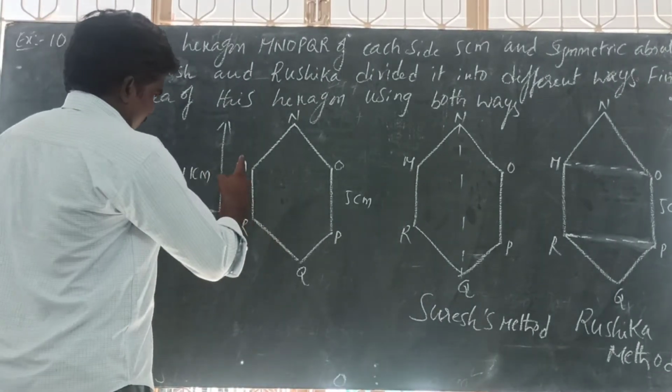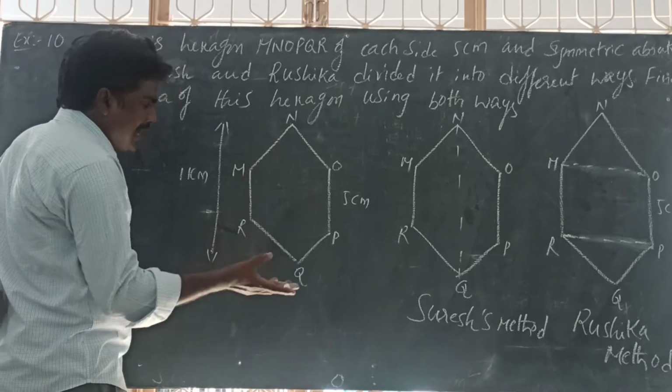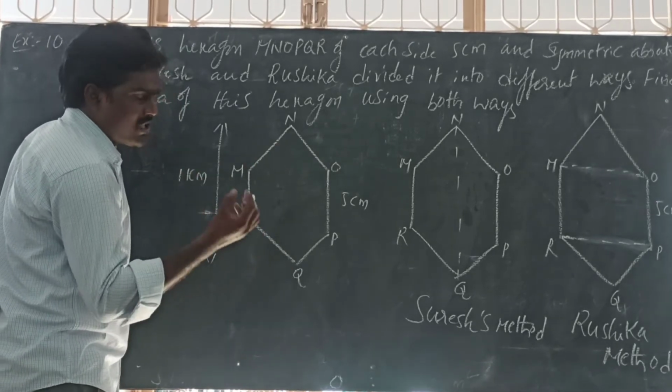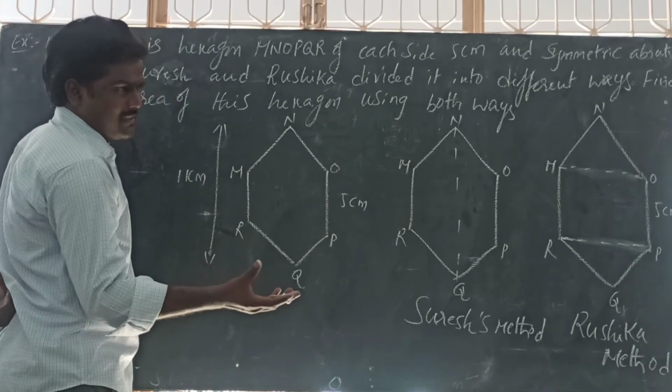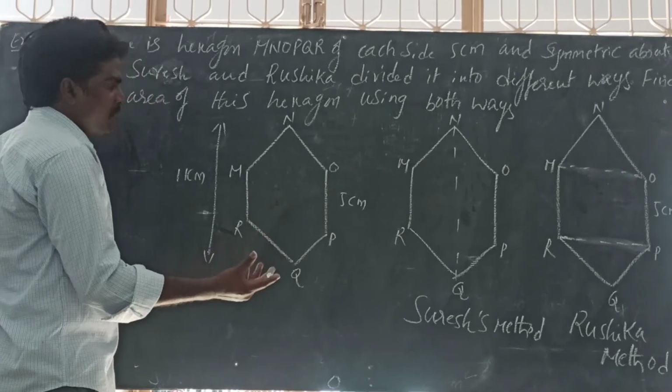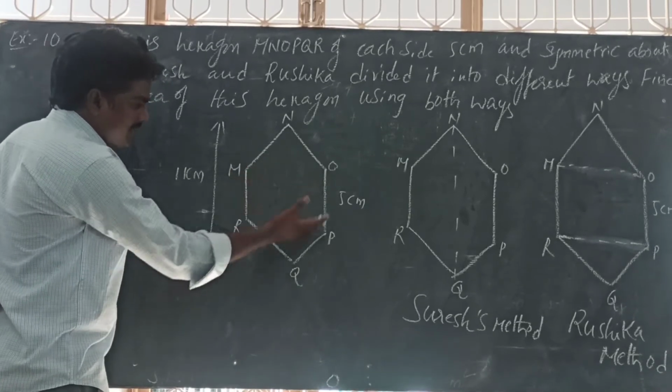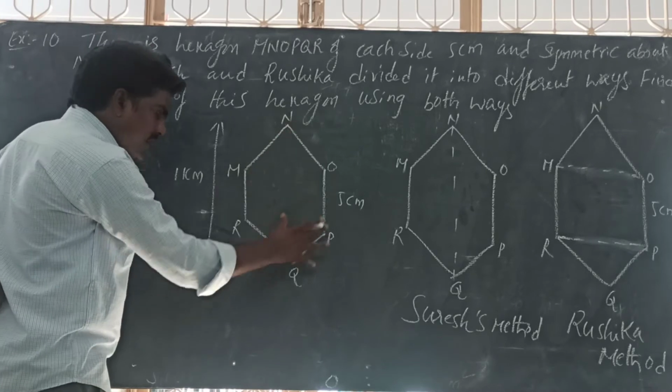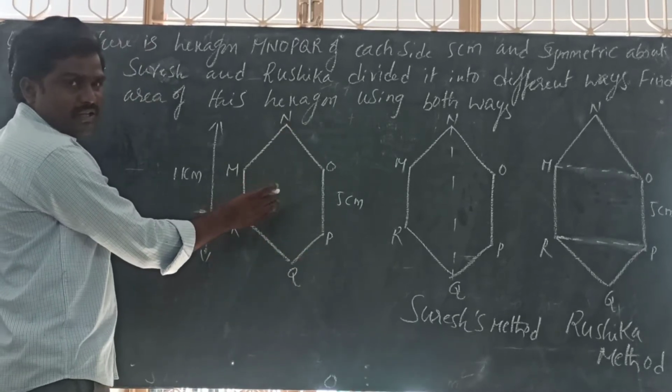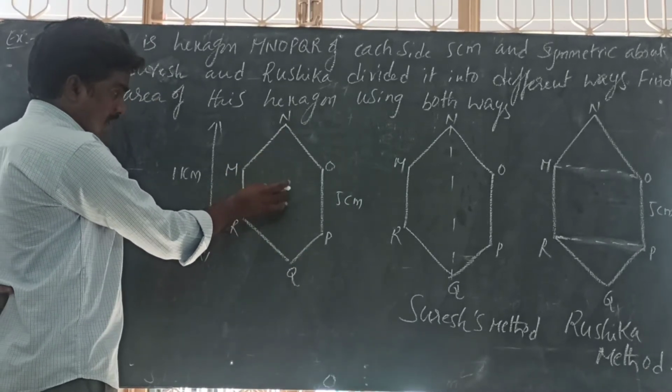Here in this, what is a polygon? A closed curve which has at least two sides. If it has more than two sides, we call it a polygon. So here, how many sides are there? 6 sides. These 6 sides are equal. So this polygon is called a regular polygon.